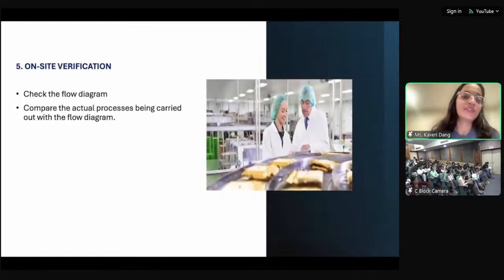So, once we have given our process flow chart, next would be verifying if this flow chart exists and if it's 100% right. So, we need to be checking the diagram, we need to be comparing the actual processes that are being carried out with the flow diagram, and then whatever discrepancies are there or whatever things that you feel are not right, then you need to go back and modify your flow diagram.